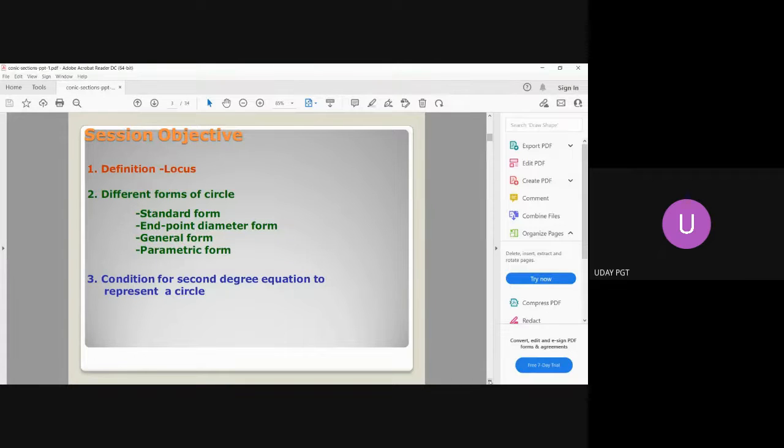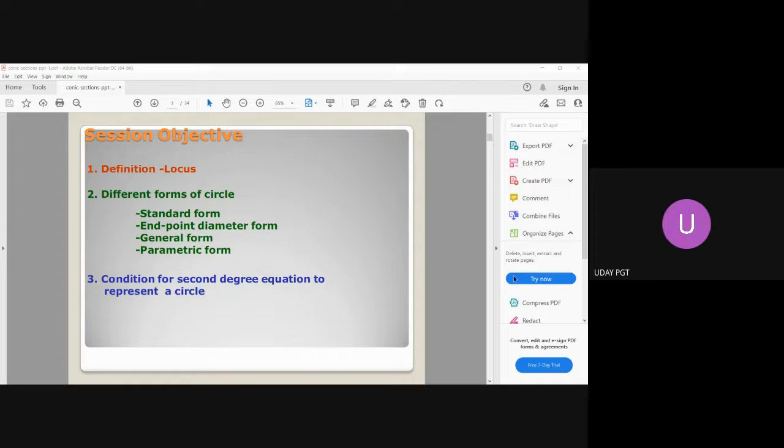It's actually a set of points, means a collection of points which are at a fixed distance from one point. Circle definition is a set of points which are equidistant from one fixed point is called a circle. That fixed point is called the center of the circle, and that fixed distance is called the radius of the circle. Can you hear me properly? Yes, sir.